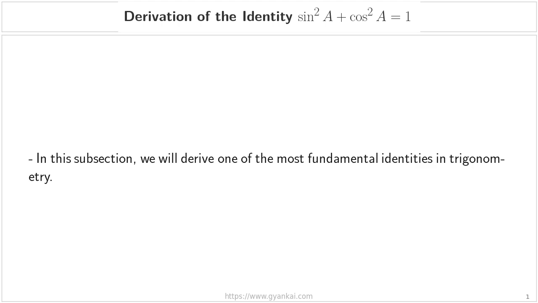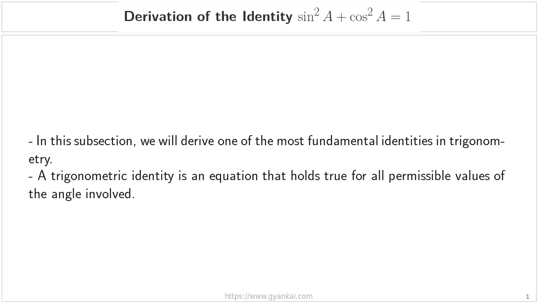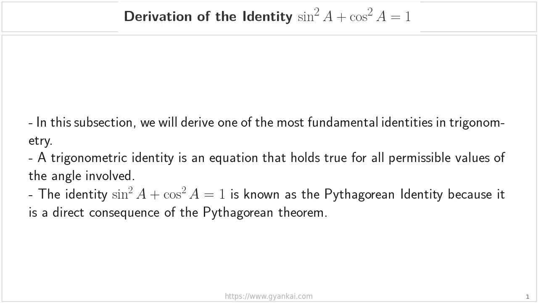Welcome, everyone. In this subsection, we are going to walk through the step-by-step derivation of one of the most fundamental identities in all of trigonometry. Now, before we dive into the math, let's clarify what we mean when we say trigonometric identity. An identity is simply an equation that remains true for every possible valid value of the angle we are using. Today, we are focusing on a very special one: sine squared of a plus cosine squared of a equals 1.